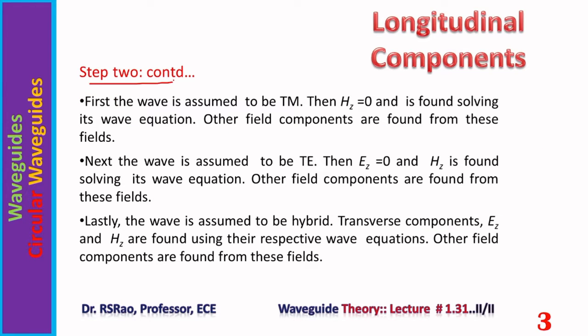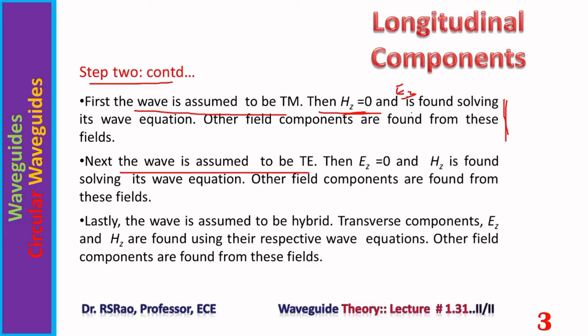Step 2, procedures. That is the starting point, and then the actual process is, first the wave is assumed to be TM. With TM, Hz is 0. Ez is found by solving the wave equation. Once Ez is available, and we started with Hz equal to 0, now we have both Ez and Hz available. We substitute these two expressions to find H rho, H phi, E rho, E phi. That ends the problem. That gives us the solution which we wanted.